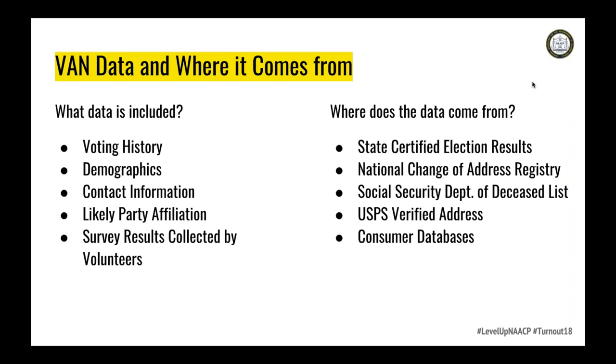The VAN data. What the data includes particularly is, again, like I said before, voting history, demographics, contact information, likely party affiliations, and survey results collected by volunteers. So all that good stuff that's necessary to be informed about how we are actually contacting our folks in this process.